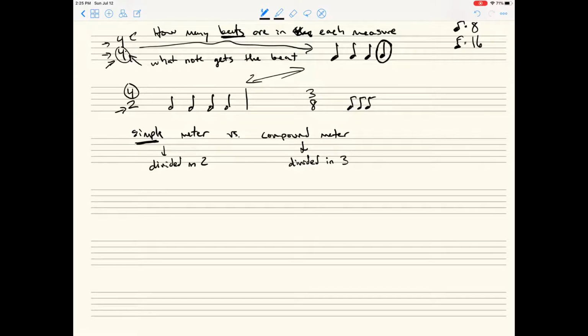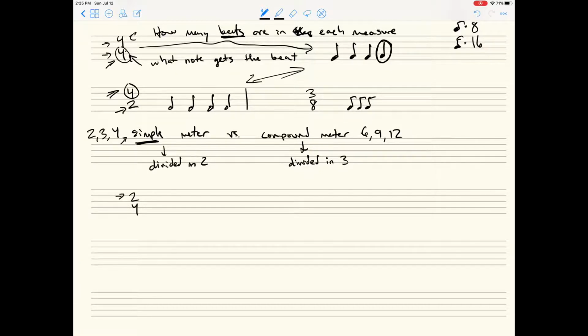I'm going to show what this all means. By the way, from the get-go, a nice, helpful shortcut to know whether you're in simple or compound is this: if your top number is a 2, 3, or 4, you're in simple meter. If your top number is a 6, 9, or 12, you are in compound. Okay? So let's go through some examples. Let's start with 2/4.